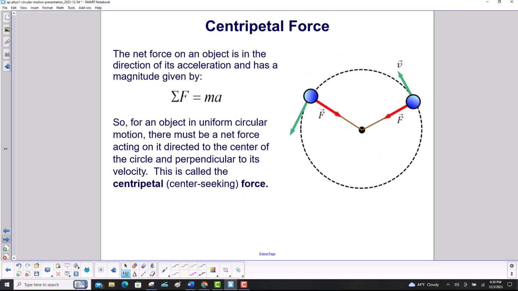The net force on an object is in the direction of its acceleration and has a magnitude given by force equals ma from Isaac Newton. So for an object in uniform circular motion, there must be a net force acting on it directed to the center of the circle and perpendicular to its velocity. This is called the centripetal, that is, center-seeking force. And here we are. Same direction as the acceleration.